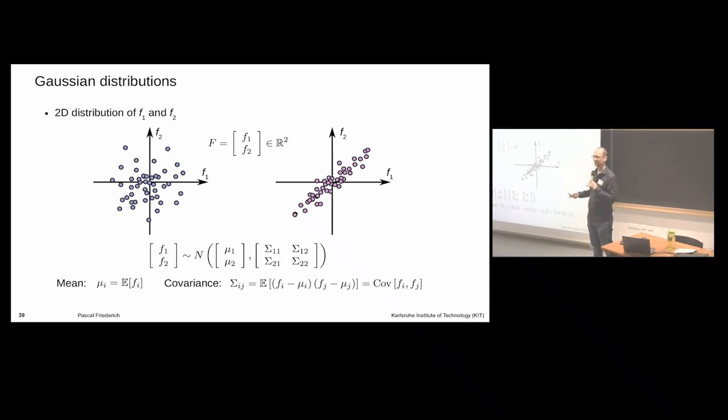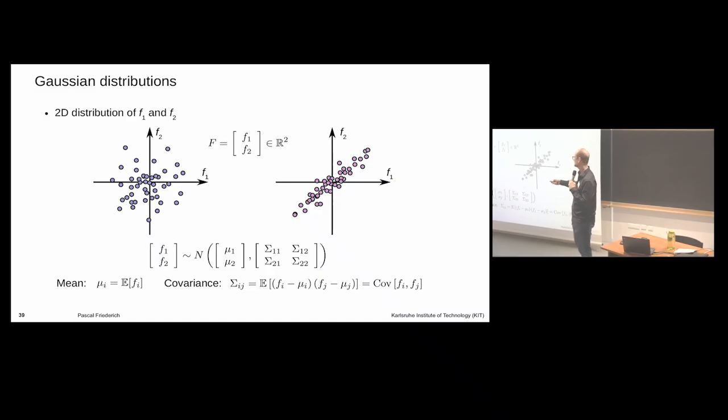So we have different observations of f1 and f2, of combinations of those, and those could, for example, look like that, or they could be correlated like that, and we can model these distributions very often as Gaussian distributions. And a Gaussian distribution has a couple of parameters to describe that distribution. So it has mean parameters, mu1 and mu2, and it has these sigma parameters, which are the covariance parameters.